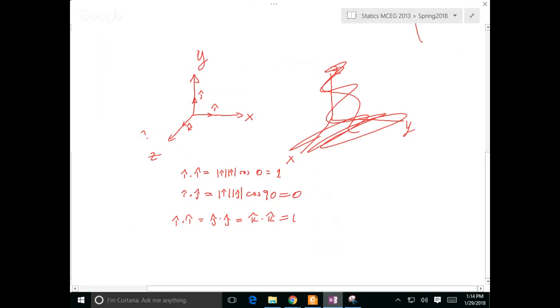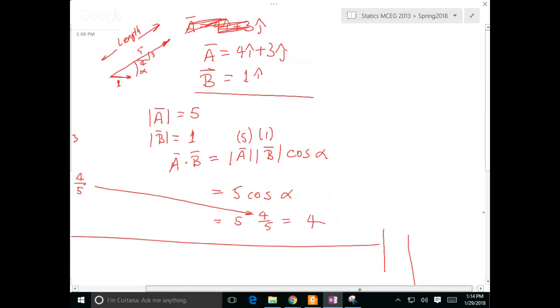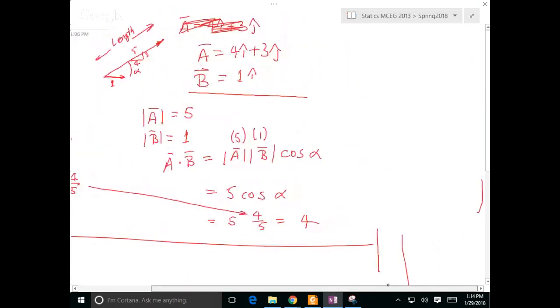So if I go back, and here I've gone forward, now I'm going to go back. Okay, it's not listening to me. So go forward. Okay, I can move to the side. So if I look at this, a dot b in that form would be 4i plus 3j, which is coming from there, dotted with 1i. So the only thing I get is 4 times 1, which gives me 4.